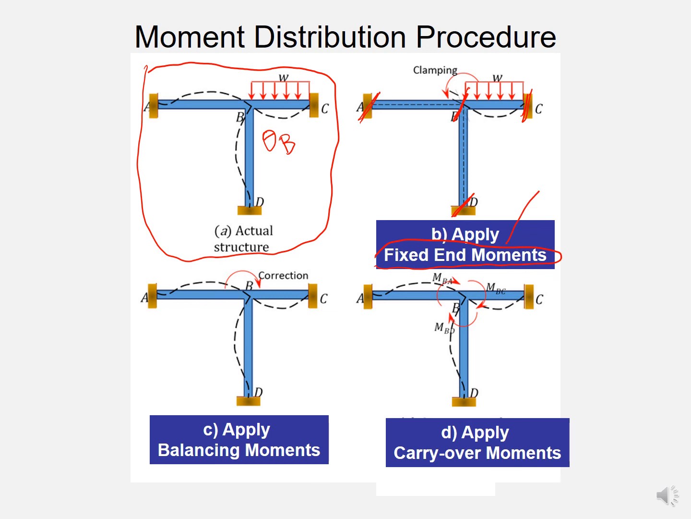Next, at each joint, let's say joint B, there will be a clamping moment due to the fixed end moments of all the members connected to that joint. We apply a moment opposite in direction, like so, which is called the balancing moment. This balancing moment will be distributed to the members, say BA, BC, and BD, directly proportional to the distribution factor per member.